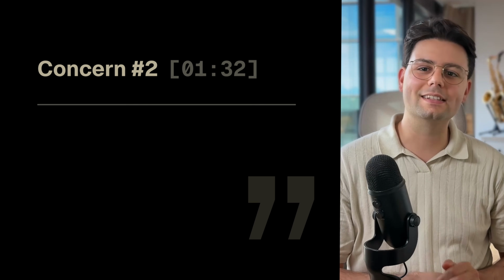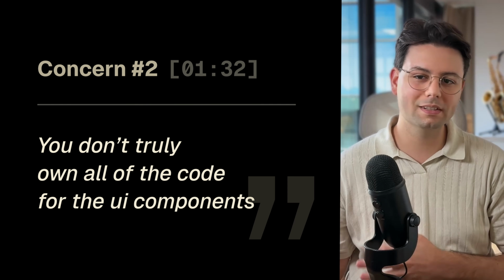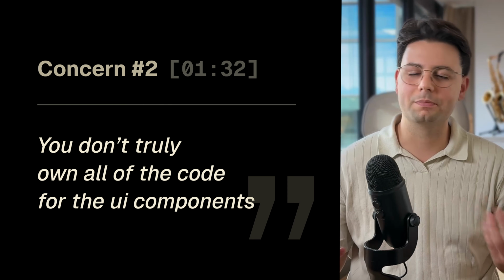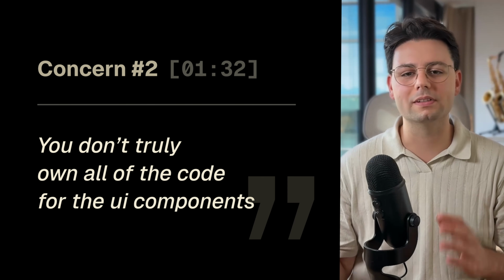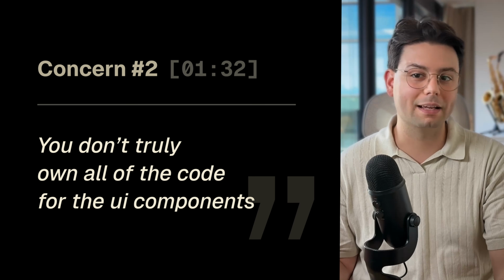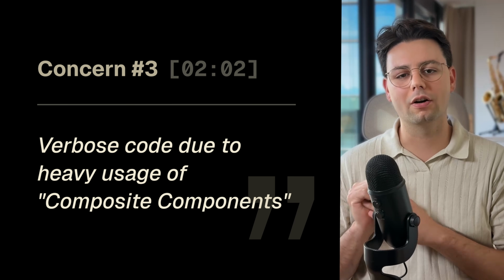And the claim here is that you don't truly own all of the code of the UI components since you're using a headless UI library under the hood, which basically just opens the door for all the disadvantages that you have with normal UI libraries. So it can be abandoned, and there's no guarantee that the headless UI library that you're using under the hood is bulletproof or doesn't have any bugs. The third statement, which is around the 2 minute mark, is about the verbosity of the code.